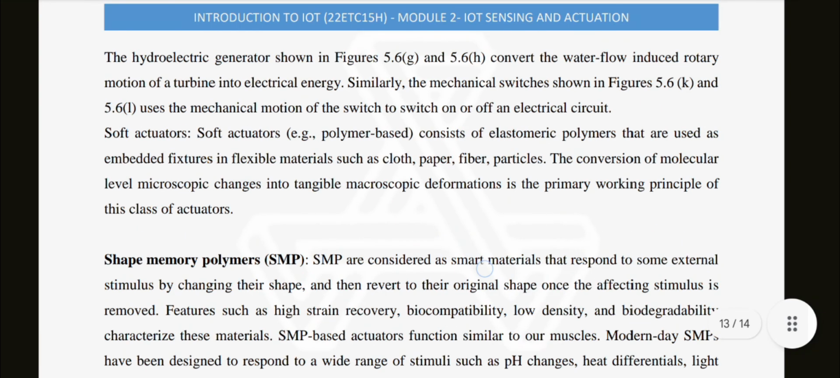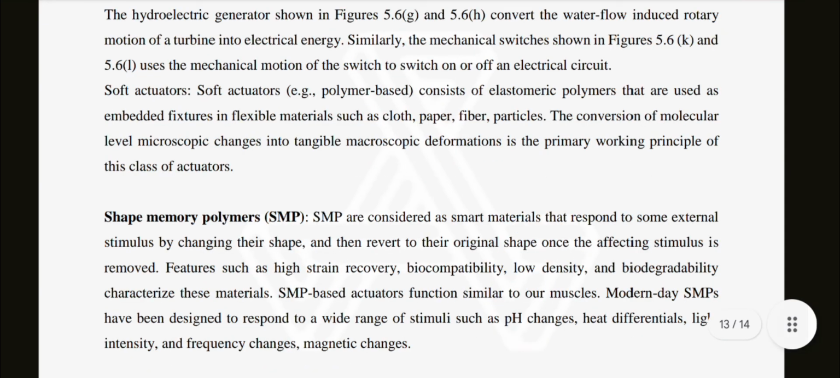The hydraulic generators shown in G and H convert the water flow induced rotary motion of the turbine into electrical energy. Similarly, the mechanical switches shown in K and L use the mechanical motion of the switch to switch on or off an electrical circuit.